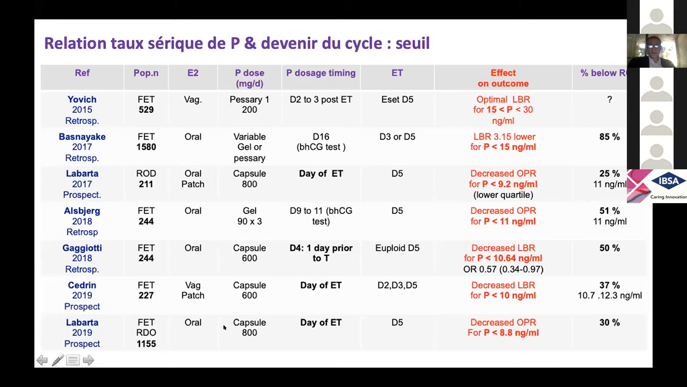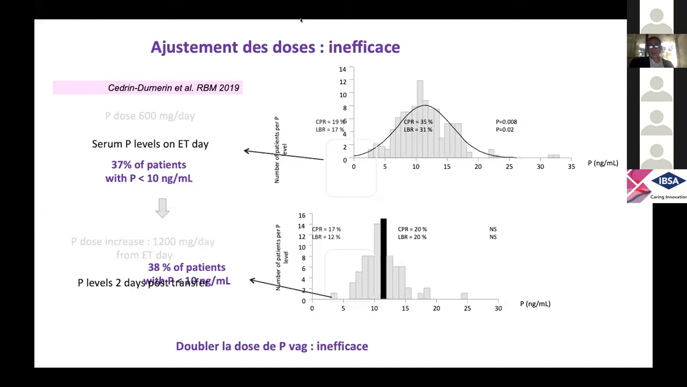So the problem is, do you cancel your cycle or do you continue? We'll see it here. The French people tried to increase the vaginal progesterone. It doesn't work, because your progesterone will not increase. They moved from 100 milligrams daily to 200 milligrams, and they didn't have an increase of progesterone. So there is a maximum for vaginal progesterone.